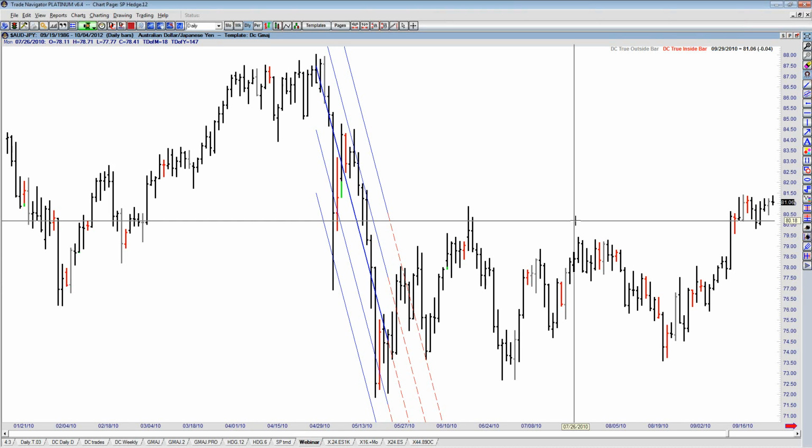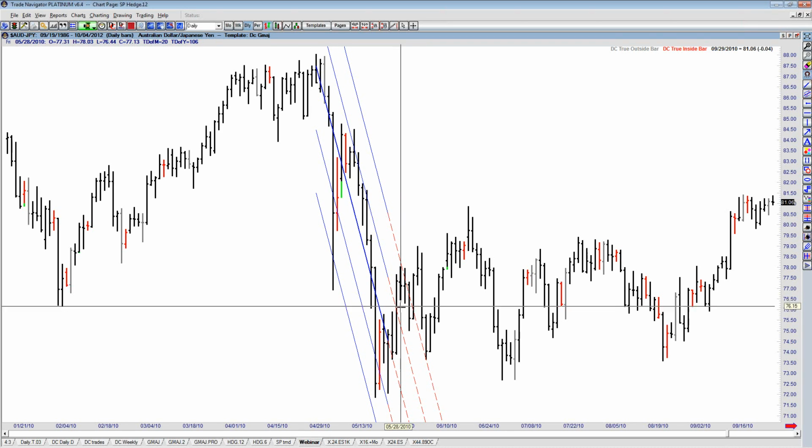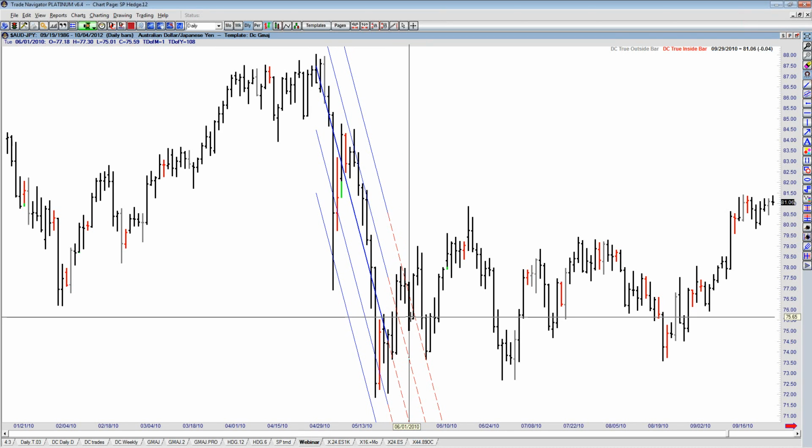In fact, the close outside the first channel, which is back here on this first big bar up, May 27th, should alert you that there is likely a trend change. Now, two things could have happened at that stage. We could have got a reversal. This is overbought. Looking at this tool, above the first or second channel is overbought, and below would be oversold. There was a little trade in here to go short, but it didn't last long.